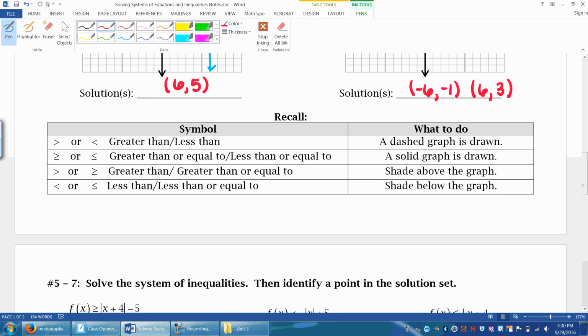Just so you recall, if I were working with a greater than or less than symbol in the inequalities, there's a dashed graph. When it has the equal to symbol underneath it, it's a solid graph. When we do the shading, if it's greater than or equal to, you shade above the graph. And my hint to you was you could look at it as above the vertex. And if it's less than or equal to, it's below the graph or below the vertex.